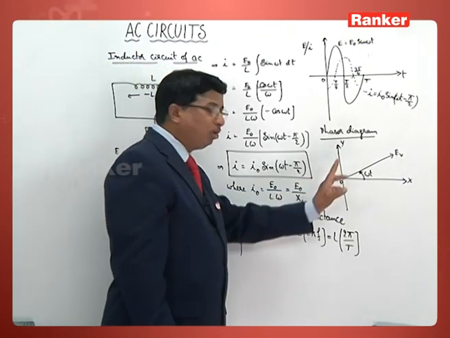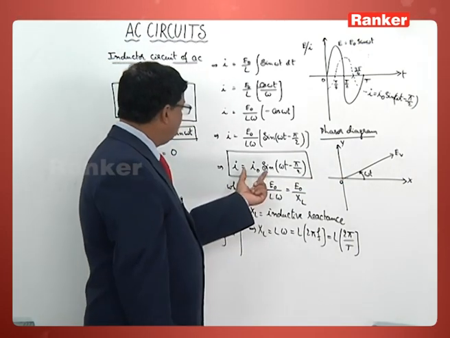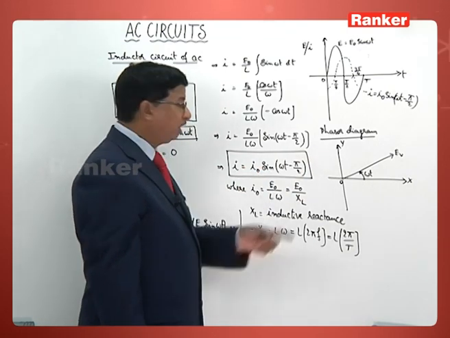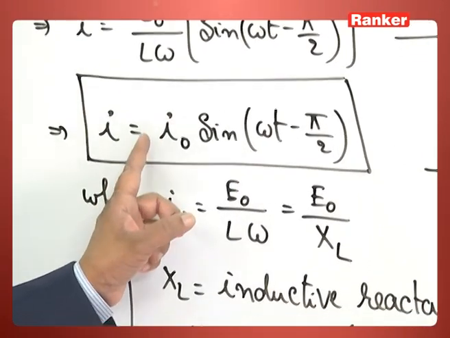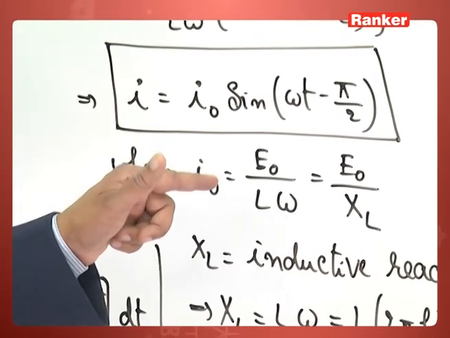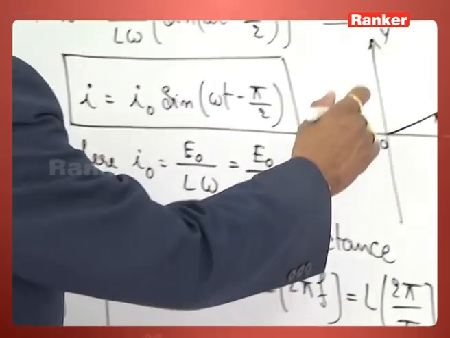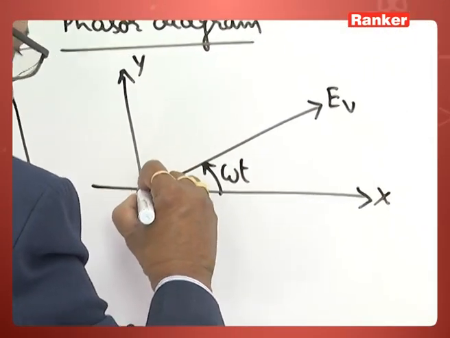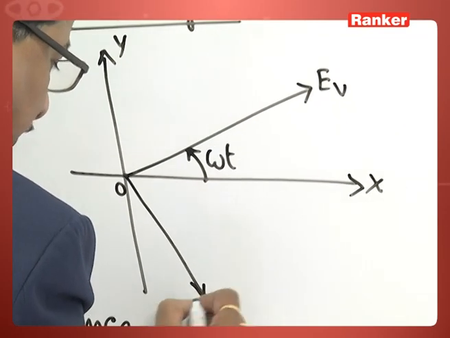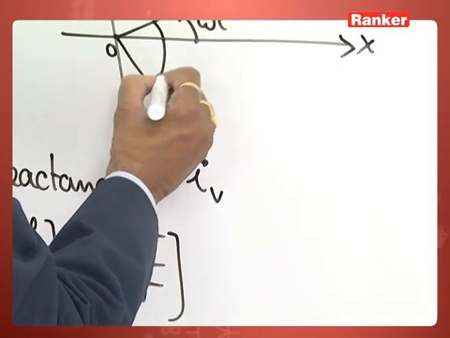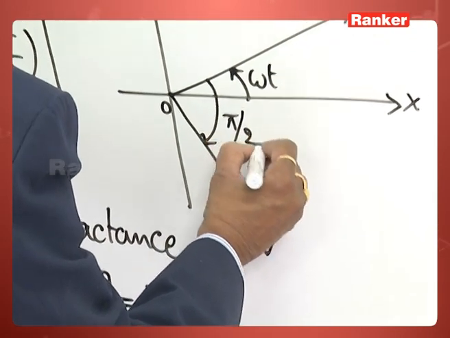But what else do we want? We just have to consider the current also. But according to this equation, current is lagging behind EMF by pi by 2 radian. Therefore, you will be getting a line this way. This is the virtual value of current, and this angle is now going to be pi by 2.